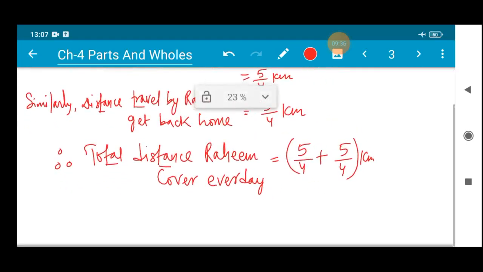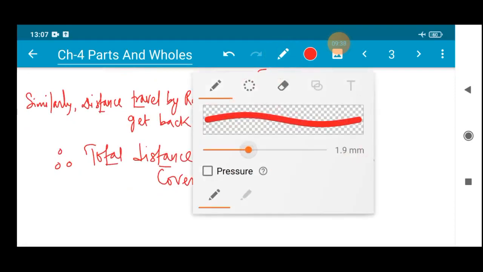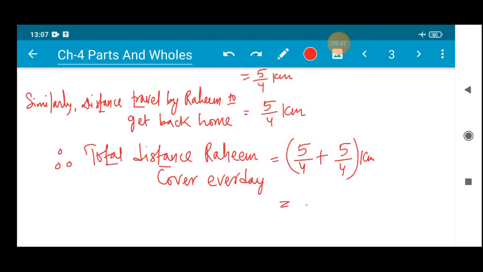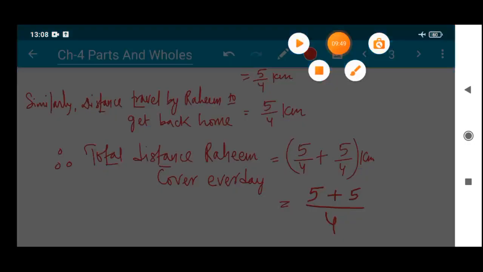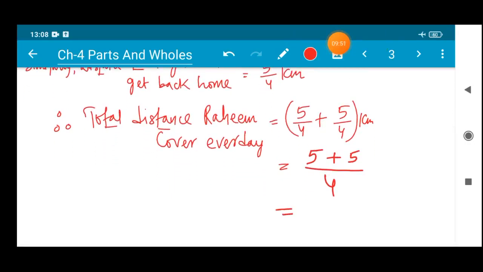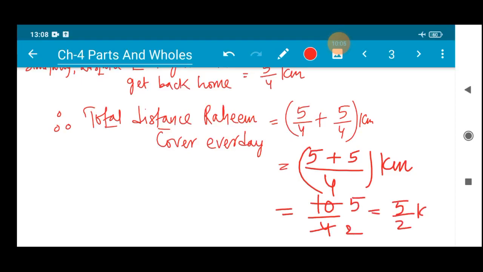So if I add this, when you have the same denominator, that is this 2, you can write 4 over there in the denominator and add the numerators. So when you add this, 5 plus 5, 10 by 4, right? Let us write the unit also. Whenever we are finding the distance, kilometer, meter, those units should be mentioned. Okay, so 2 2s are 4, 2 5s are 10. It is 5 by 2 kilometer.